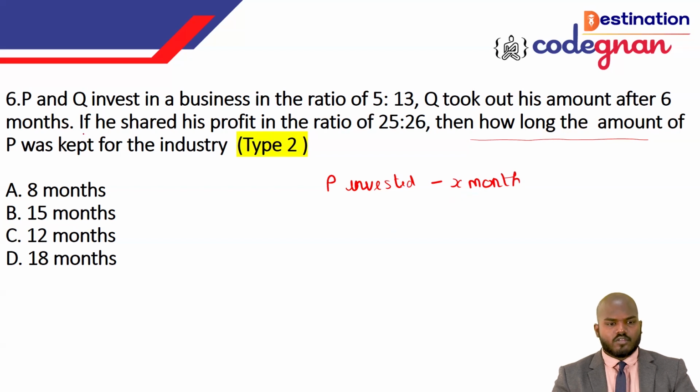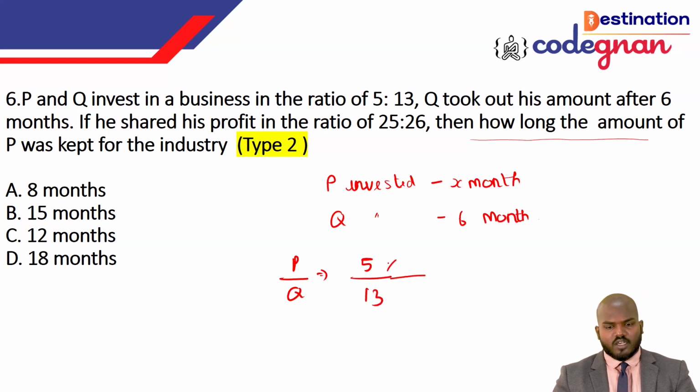No. P and Q invested in the business in the ratio of 5 is to 13. Q took his amount after 6 months, so Q invested his money only for 6 months. After that he took the money and left. That is what they have given. So initially the money they have taken, P by Q, right? So P is to Q ratio is equal to 5 by 13.